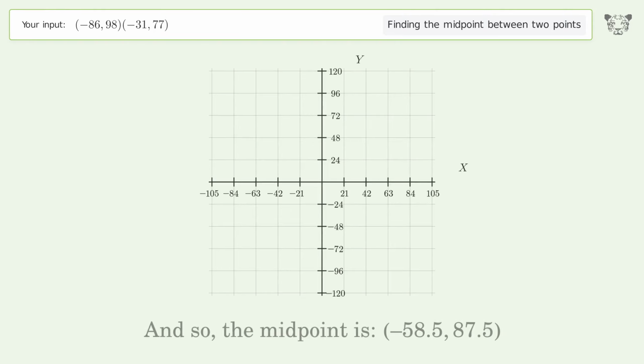And so, the midpoint is negative 58.5, 87.5.